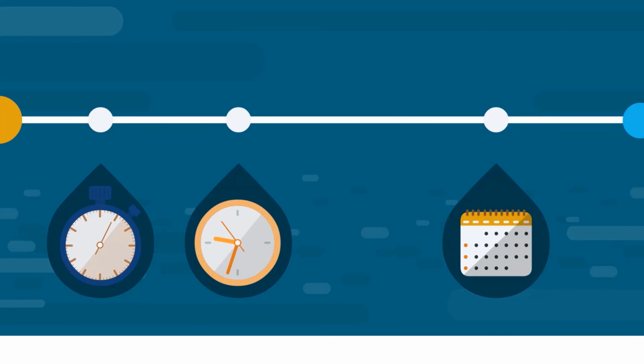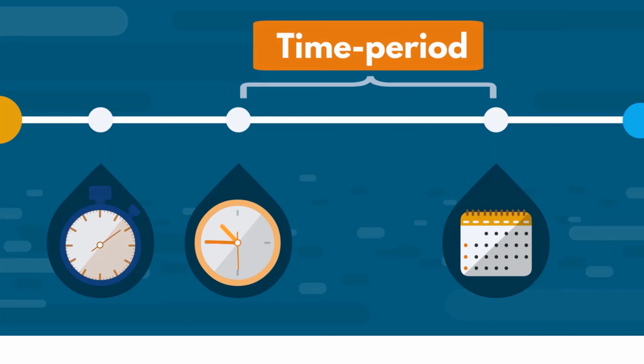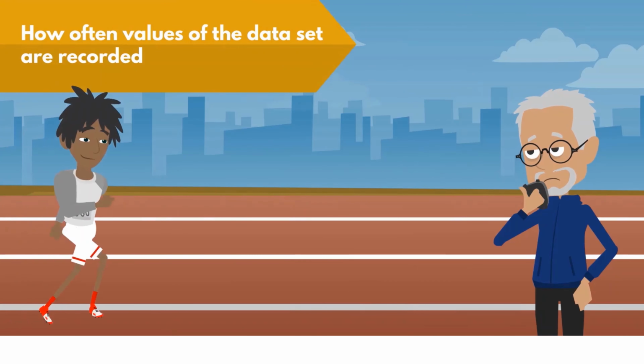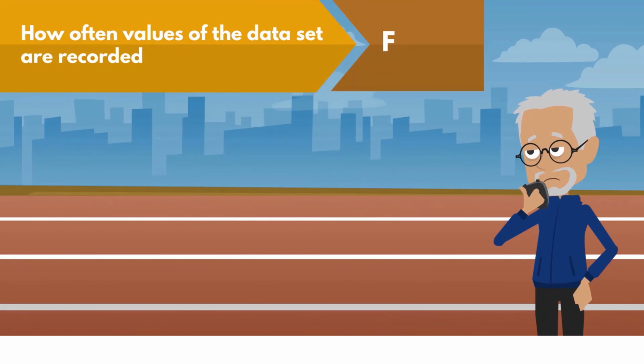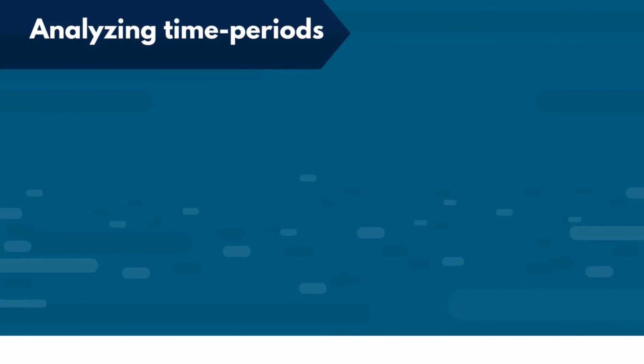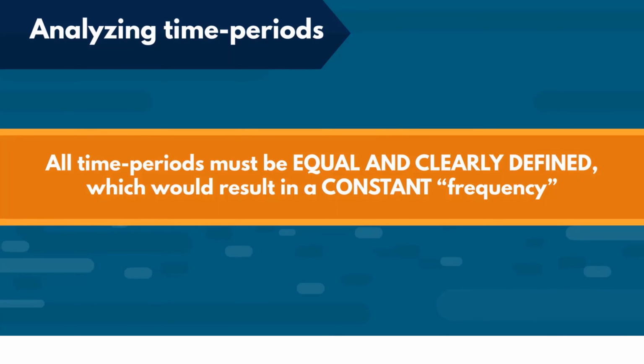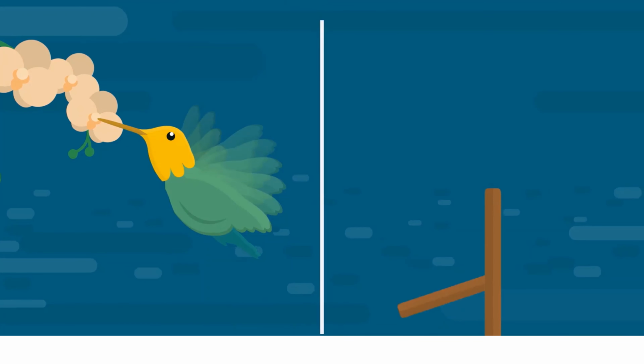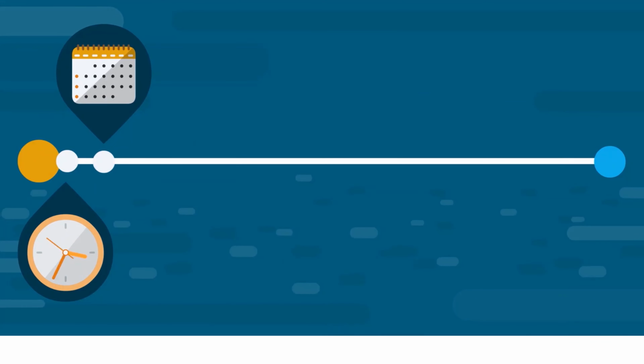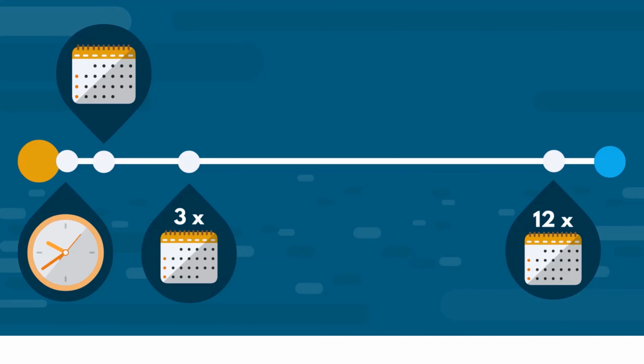The interval of time between recording one point of the set and the next is called a time period. How often values of the dataset are recorded is referred to as the frequency of the dataset. To be able to analyze time series in a meaningful way, all time periods must be equal and clearly defined, which would result in a constant frequency. This frequency is a measurement of time and could range from a few milliseconds to several decades. However, the ones we most commonly observe are daily, monthly, quarterly, and yearly.